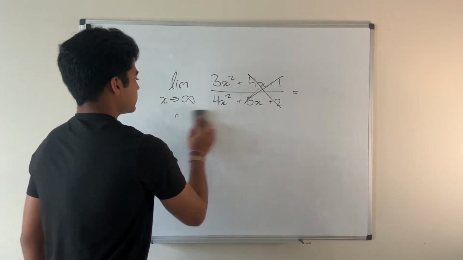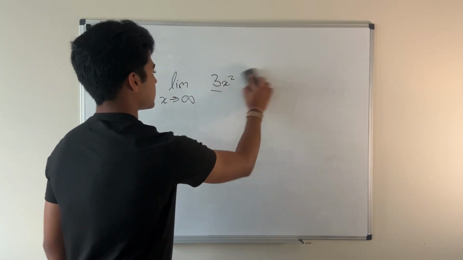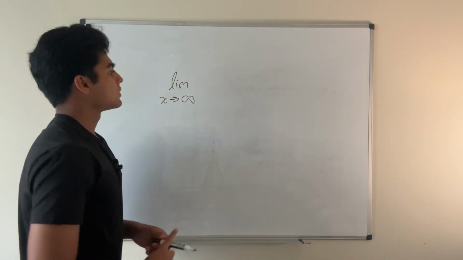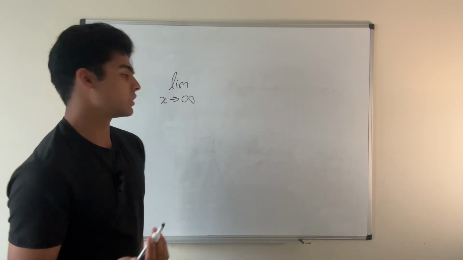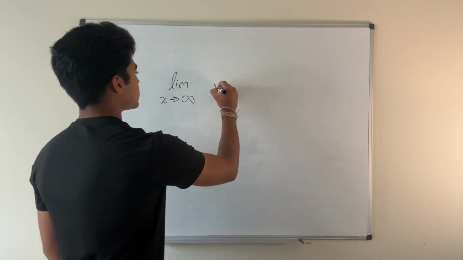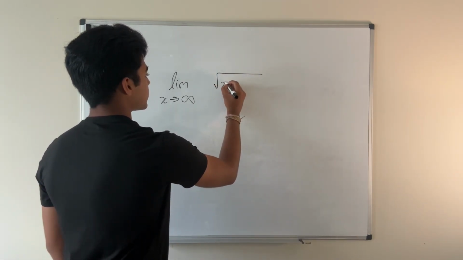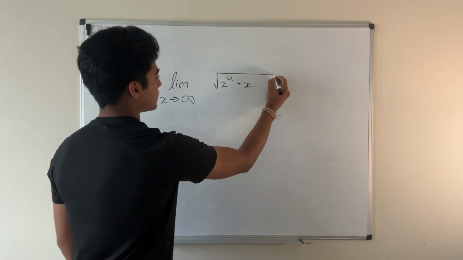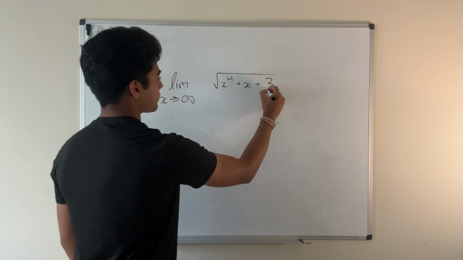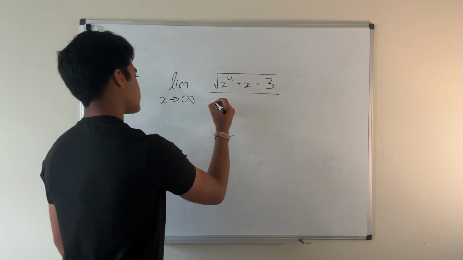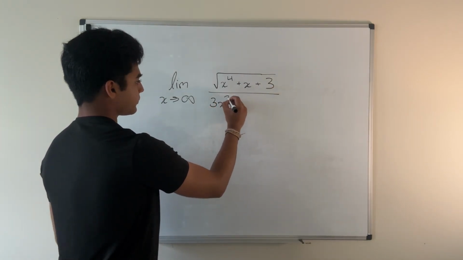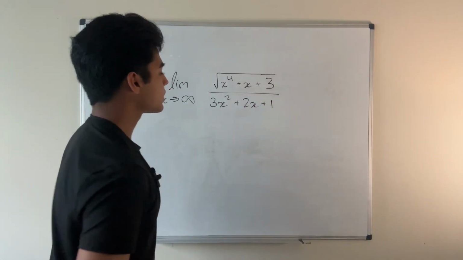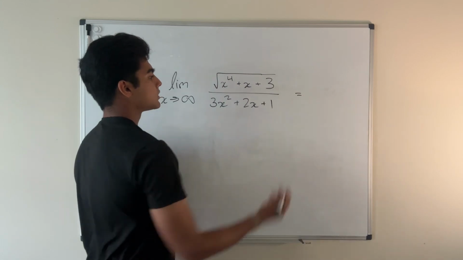So now, let's do a square root example. Suppose we had the square root of x to the fourth plus x plus 3, all over 3x squared plus 2x plus 1. Okay, and we wanted to find out what this equals.